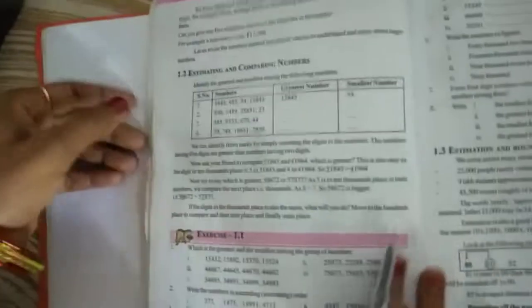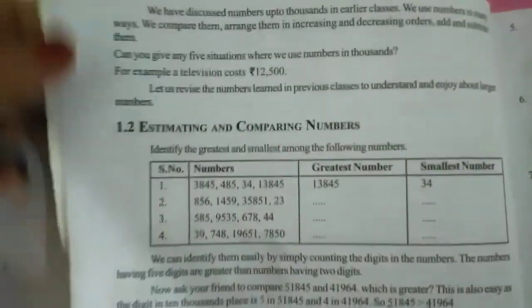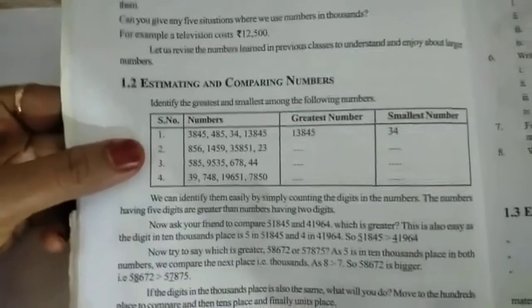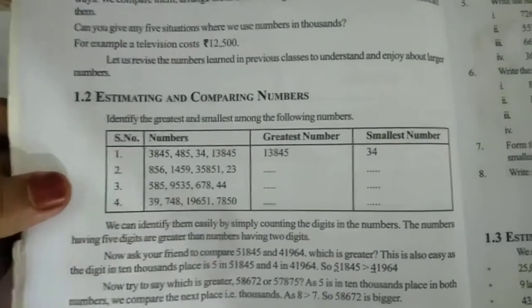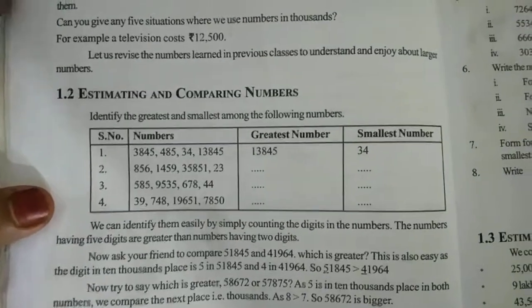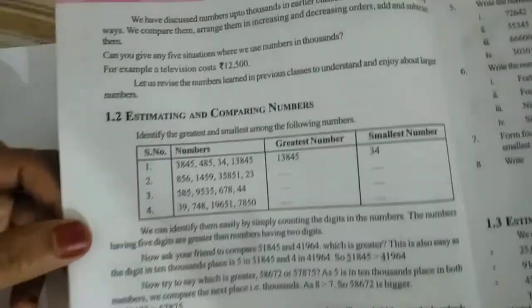And come and look here. 1.2 I am showing here, estimating and comparing numbers. Estimating and comparing numbers means here how you are comparing. For example, in your home, you and your brother are there. Who is the taller one? Both will not be taller. Only one person will be shorter and one person will be taller.